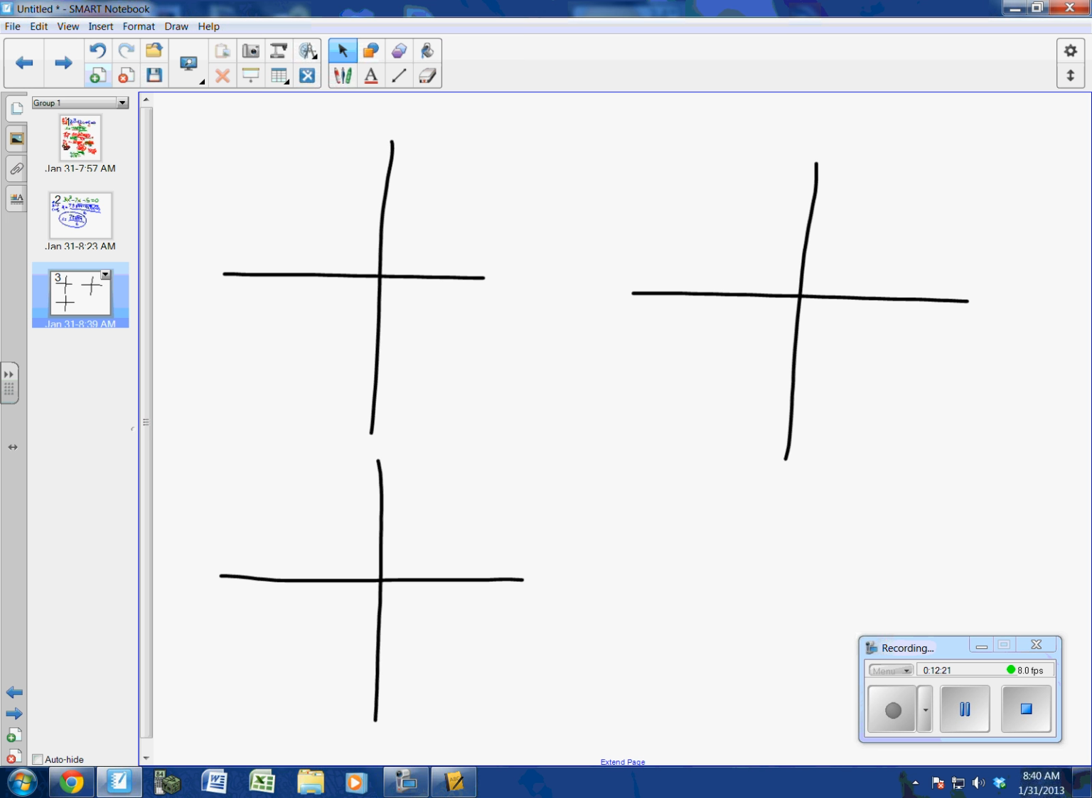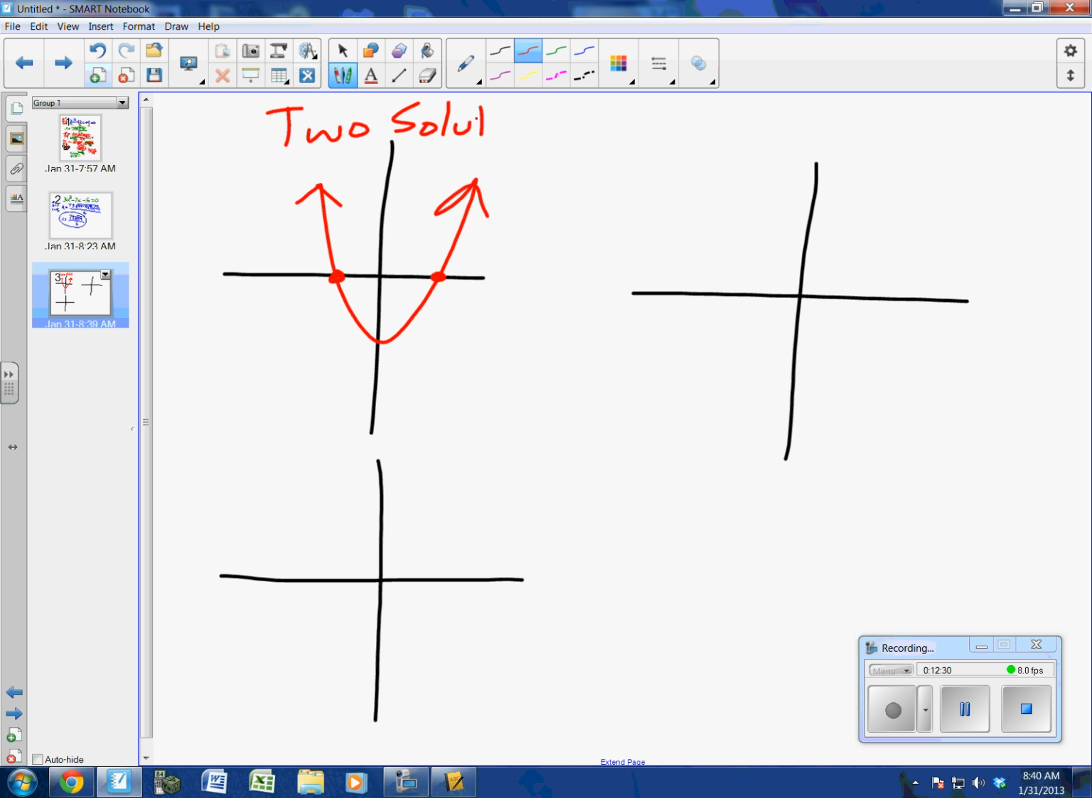So is it possible that a parabola is going to cross the x-axis twice? Okay, so it's possible that a parabola is going to cross the x-axis twice, so that's when we get 2 solutions. Okay, now those 2 problems that we just did were like this, right? Are there other possibilities? No solution.